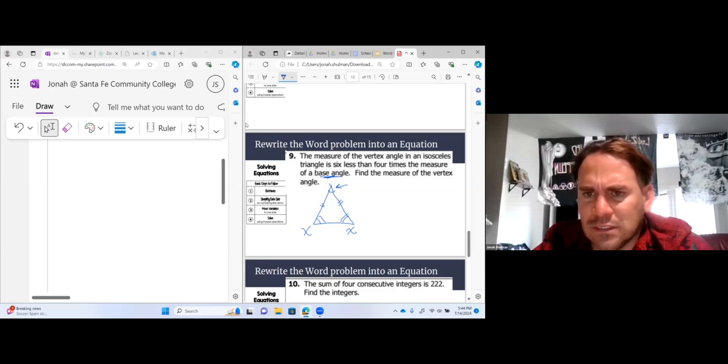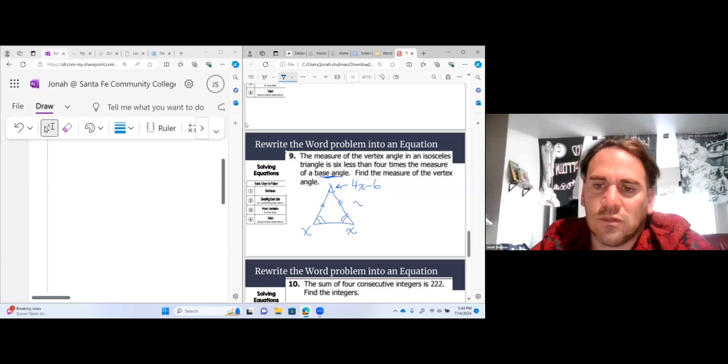So 6 less than 4 times the measure of the base. This is 4x minus 6. It's 6 less than 4 times the base. So it's going to be x plus x plus 4x minus 6.